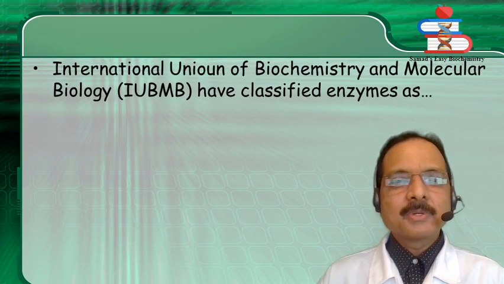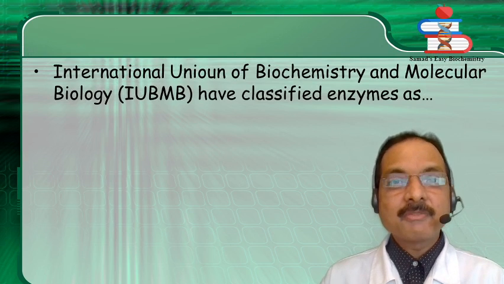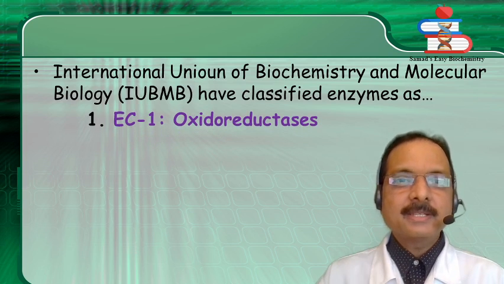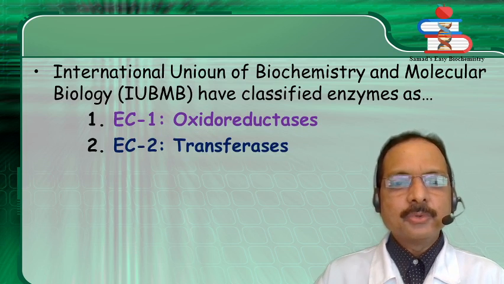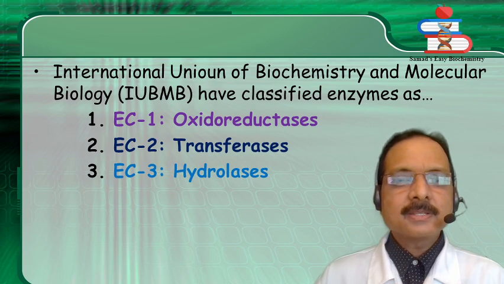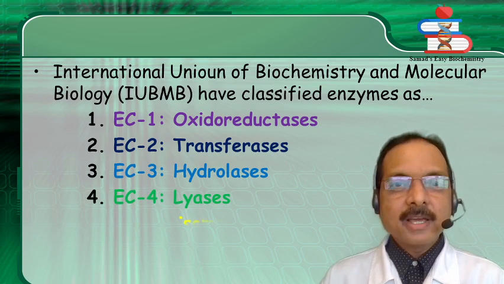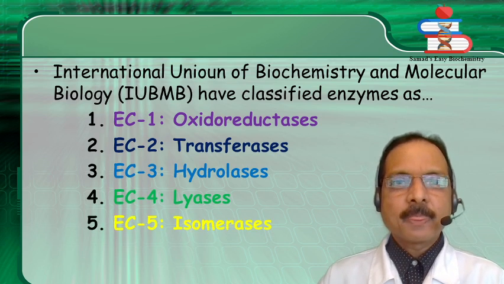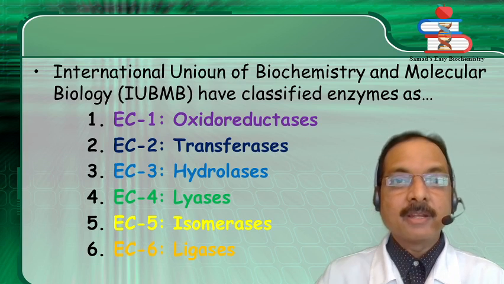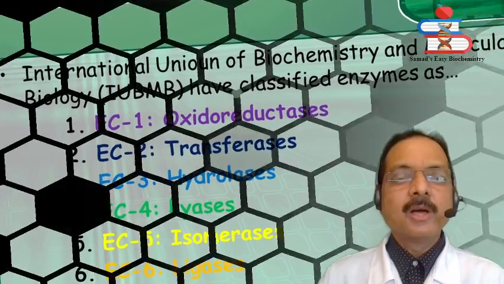The International Union of Biochemistry and Molecular Biology have classified enzymes into 7 classes as follows. Number 1, oxidoreductases. Number 2, transferases. Number 3, hydrolases. Number 4, lyases. Number 5, isomerases. Number 6, ligases. And number 7, translocases. Let's see them one by one.